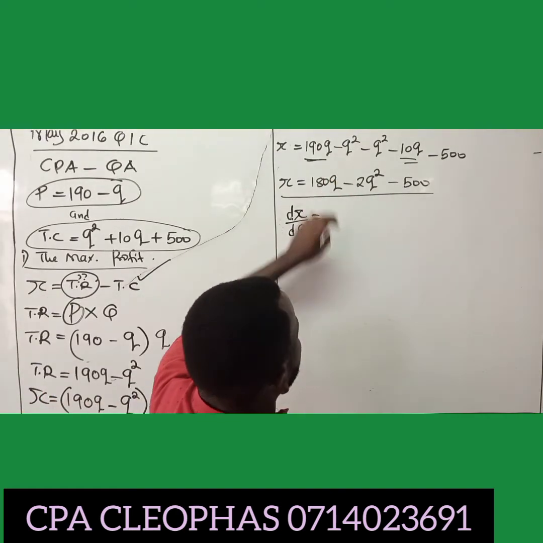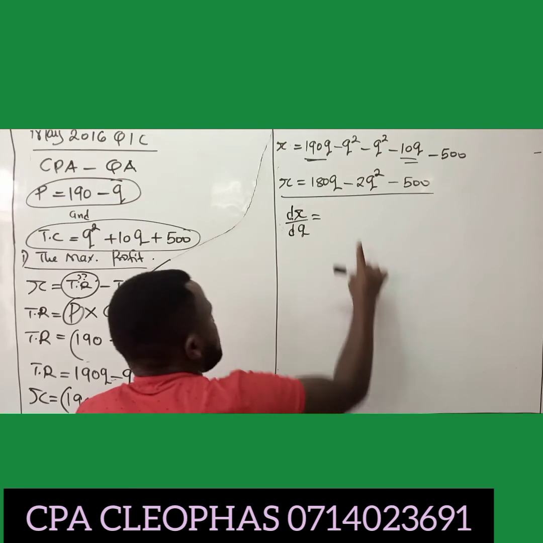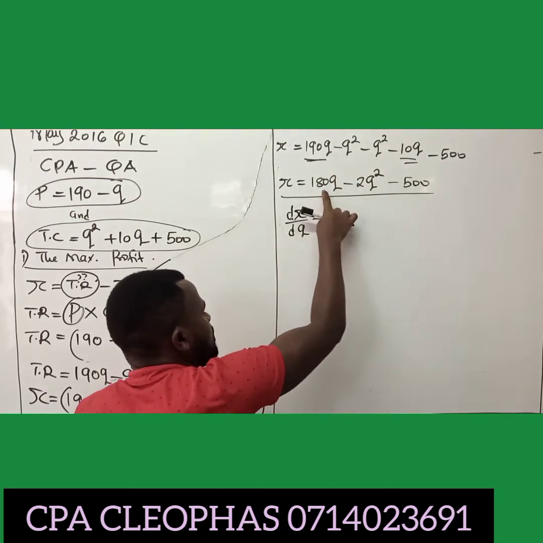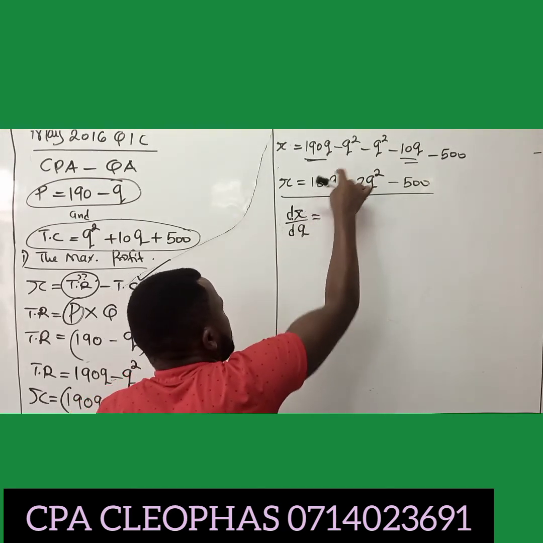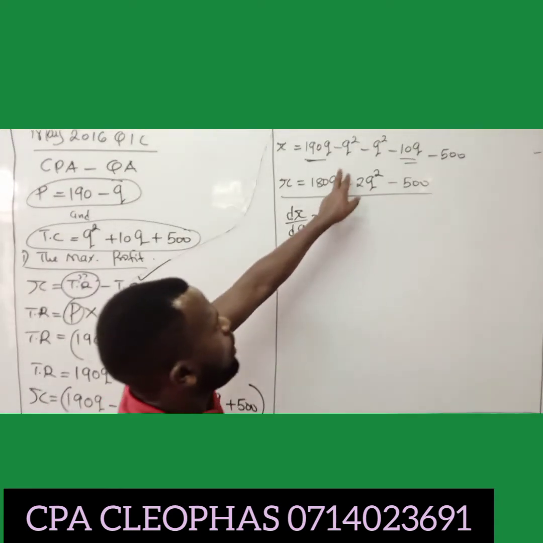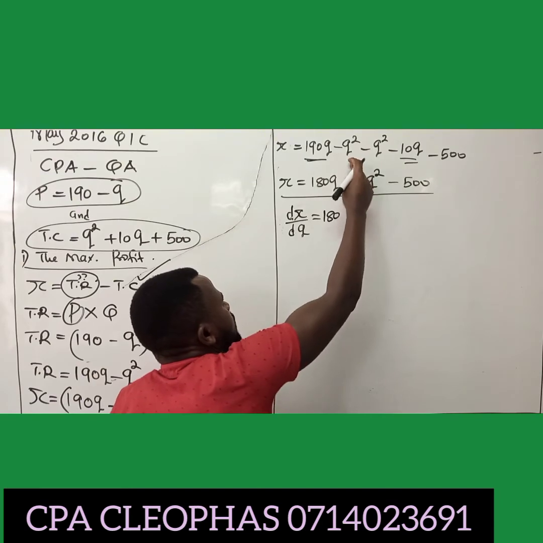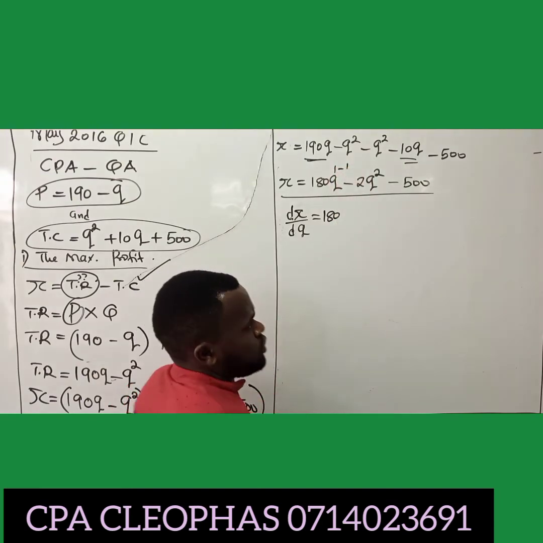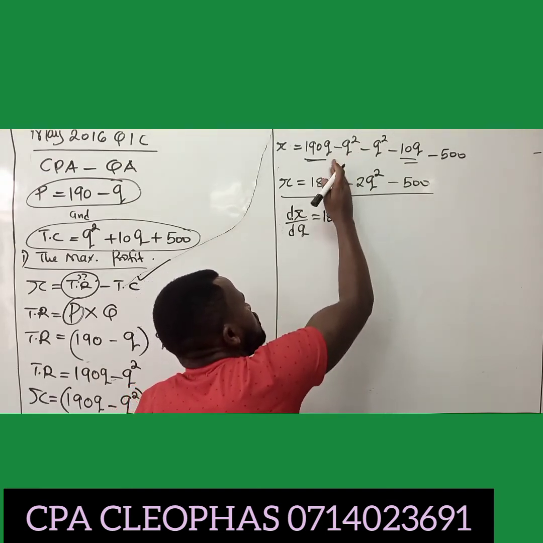This is 1 times 180, because that's what you do when differentiating: multiply the power with the base value. This Q is raised to power 1. 1 times 180 is 180. Reduce the power by 1. It's like saying 1 minus 1, because Q is raised to power 1, which gives 0. Any number raised to power 0 is 1.